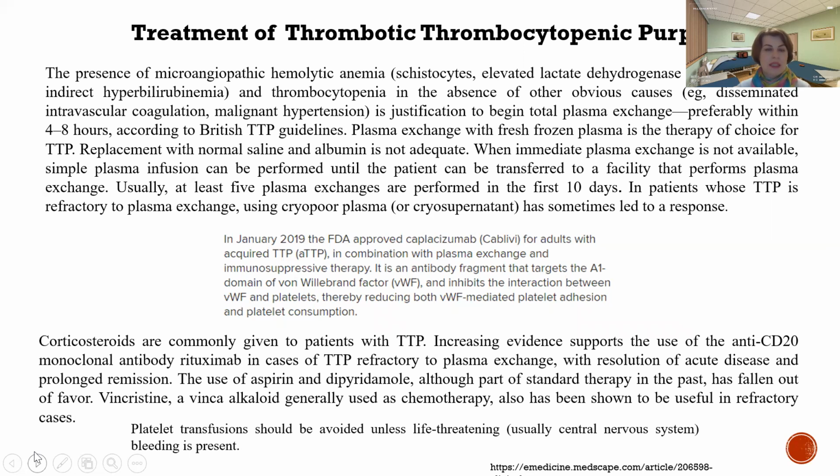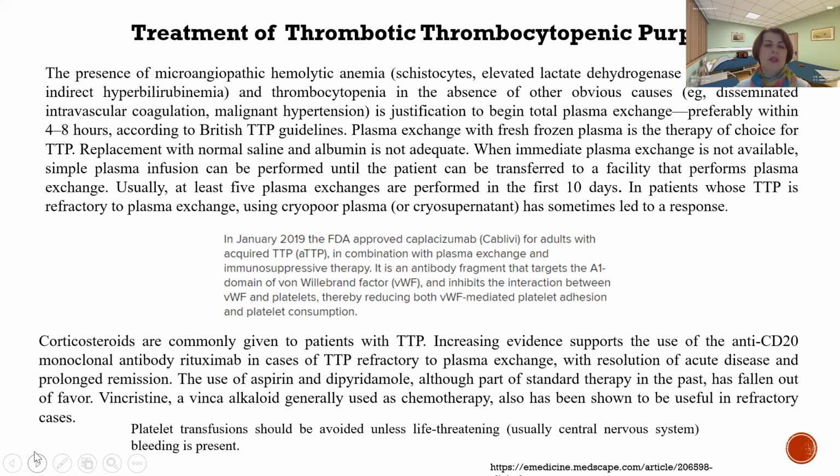In January 2019, the FDA, which is the most powerful pharmaceutical agency that can approve or disapprove any treatment in this world, the most serious organization that can be trusted, approved caplacizumab for adults with acquired thrombocytopenic purpura in combination with plasma exchange and immunosuppressive therapy. It's an antibody fragment that targets the A1 domain of the von Willebrand factor and inhibits the interaction between von Willebrand factor and platelets, thereby reducing both von Willebrand-mediated platelet adhesion and platelet consumption.